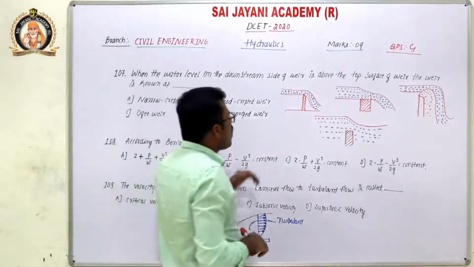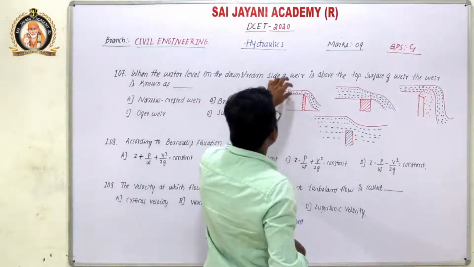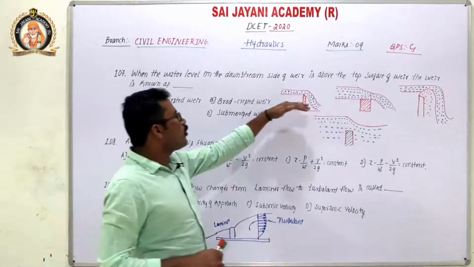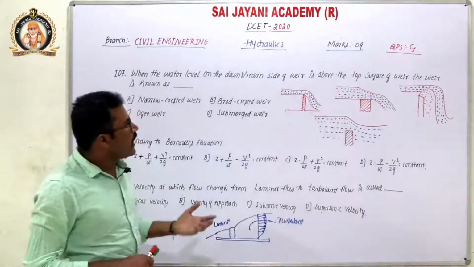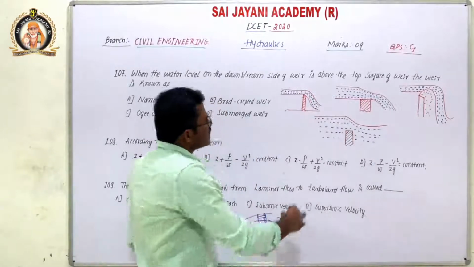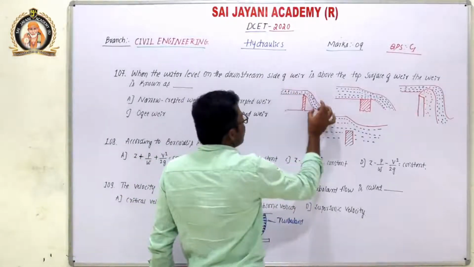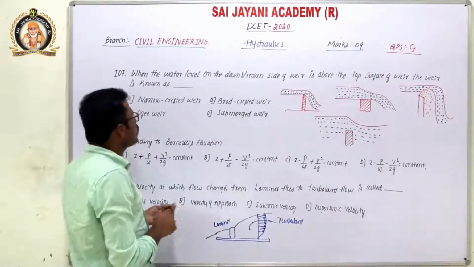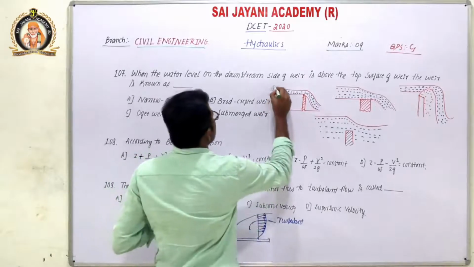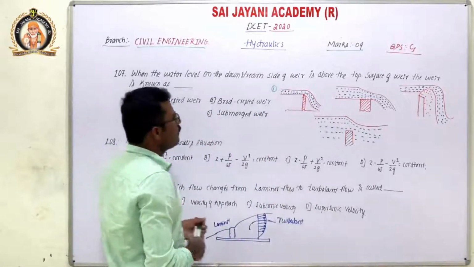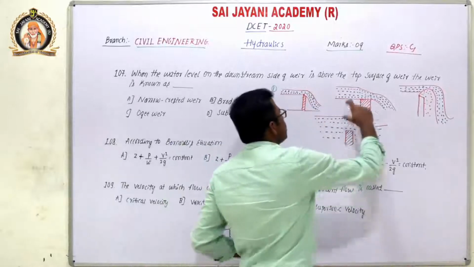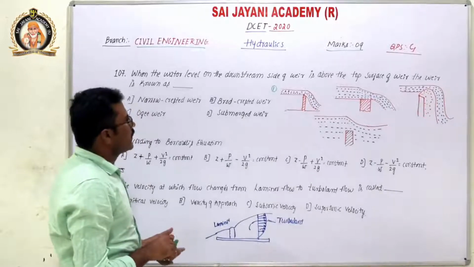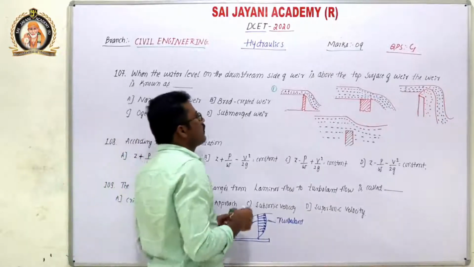The portion above the weir over which the water flows is known as the crest. If the crest is very narrow, or very thin, then the weir is known as a narrow crested weir. If the crest is broad, then it is known as a broad crested weir.